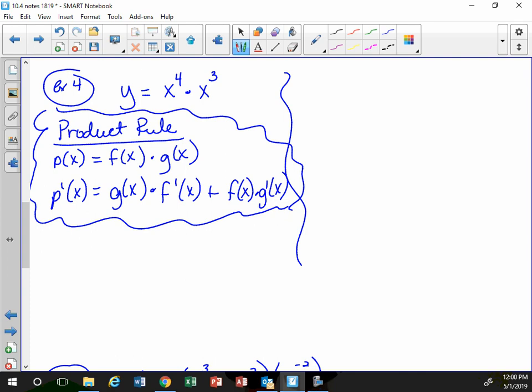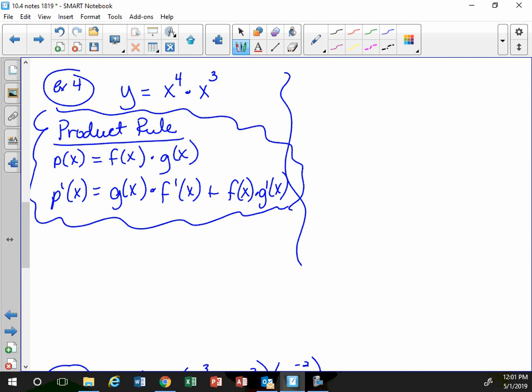x to the 4th times x cubed. The product rule is g of x times f prime plus f of x times g prime. Plus, yes, there is a plus there. There are no parentheses. We aren't there yet. Would you do the two sides first and then add them? You can. You'll multiply before you add, so yeah.